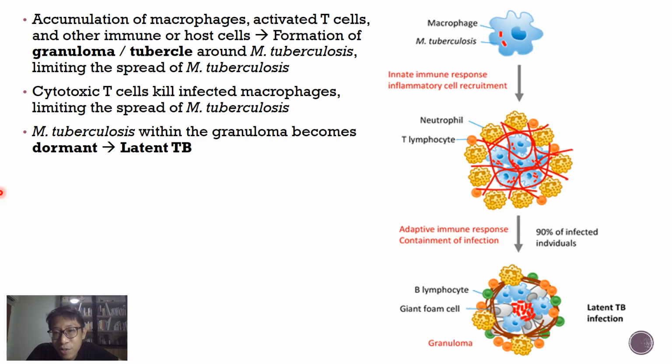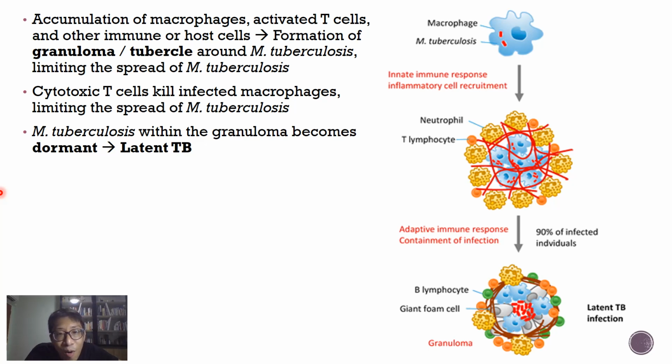The cytotoxic T cells will try to kill the infected macrophages, so that would limit at least a bit the replication of the bacteria, even though the bacteria don't really require the whole cells. They can still replicate outside of the cells, but killing the infected macrophages can still limit a bit the replication of the bacteria. But what's more important is the accumulation of all these different immune cells.